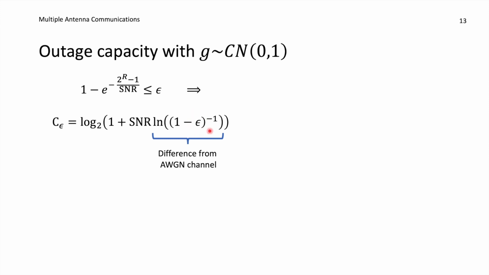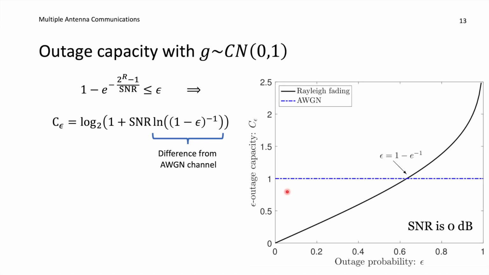Let us compare this with the conventional capacity. Here I'm showing the outage probability, epsilon, from 0 to 1. The SNR is 0 dB. And here I'm showing the epsilon outage capacity. And as a reference here, I have the capacity for an additive white Gaussian noise channel. And when the SNR is 0, well then it is 1 bit per symbol. We can then see that for the Rayleigh fading case, depending on the outage probability, we are getting this curve here.